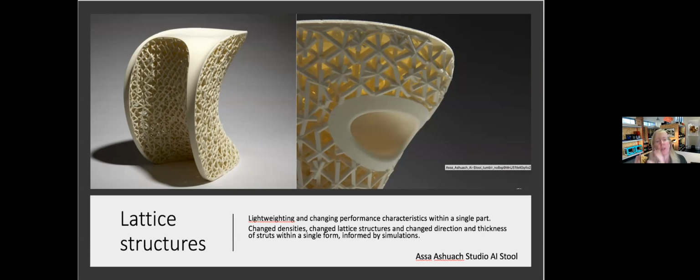And with this particular stool, he demonstrates how you can use lattice structures to change the characteristics within a product itself, within a single part. And think how amazing that is. Think what the implications of that are. But also think of that from a professional development point of view, or from an academic point of view, in how we teach design for additive manufacturing.